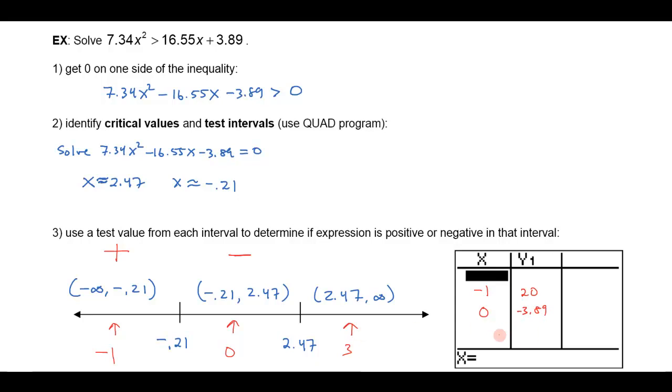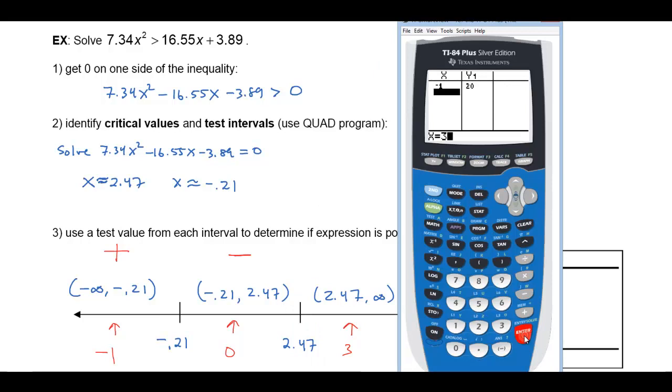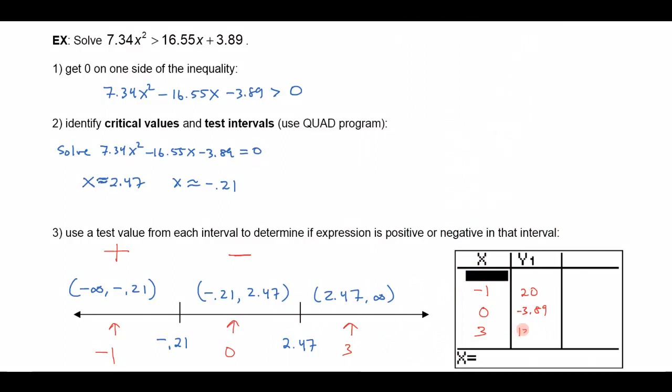And the other one I want to plug in here is 3. So if I plug in 3 here, I'm going to get 12.52. Let me just plug in 0 while I'm there so you see it really is negative 3.89. So if I plug in 3, I get 12.52.